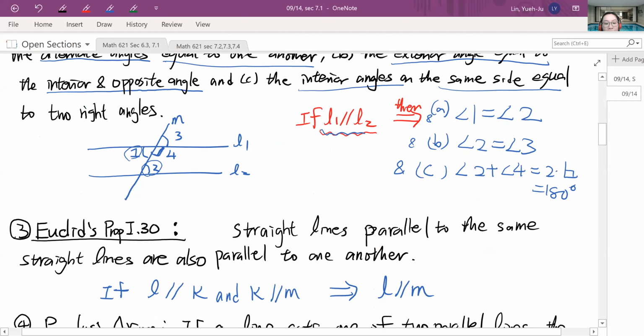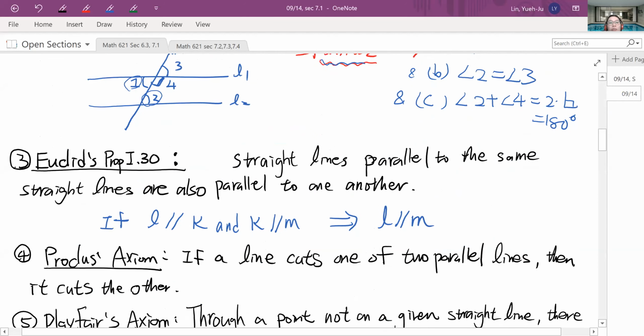Okay, third statement, this is proposition 1.30, and this is kind of intuitive. It says straight lines parallel to the same straight line are also parallel to one another. In more modern notation, it says if you have line L parallel to K, but at the same time K is also parallel to M, so essentially M and L are parallel to the same line, okay?